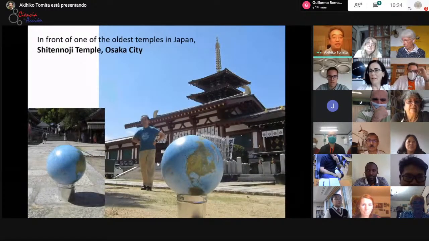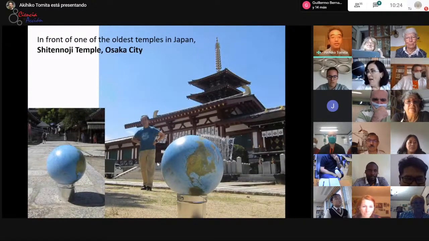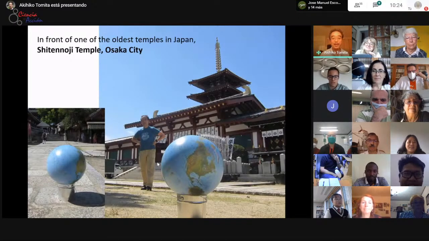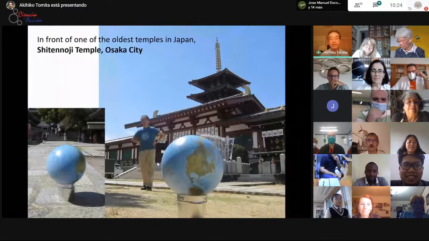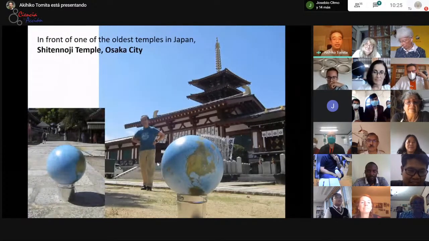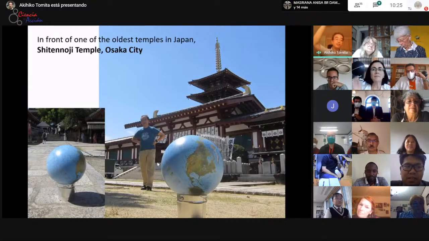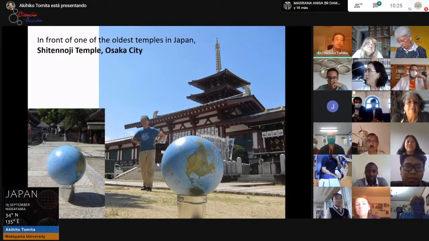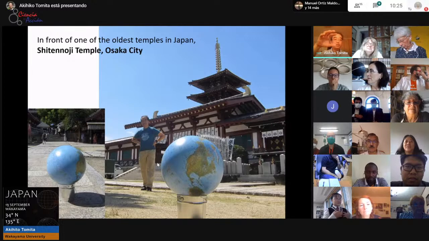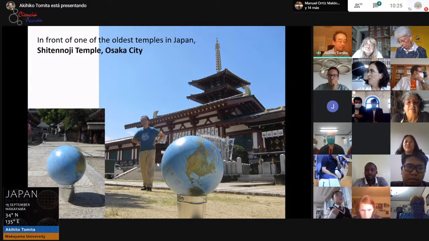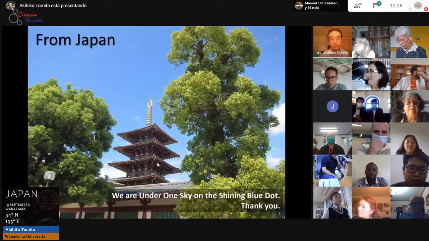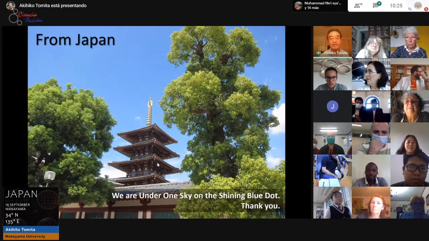This is me in front of one of the oldest temples in Japan, Shitennoji Temple in Osaka City. Okay, so this photo was also taken on the autumnal equinox day. So you can see on the left hand, the sunshine falls equally on the northern and southern hemispheres. Okay, thank you very much. So these are the photos I gathered in Japan. We are under one sky.